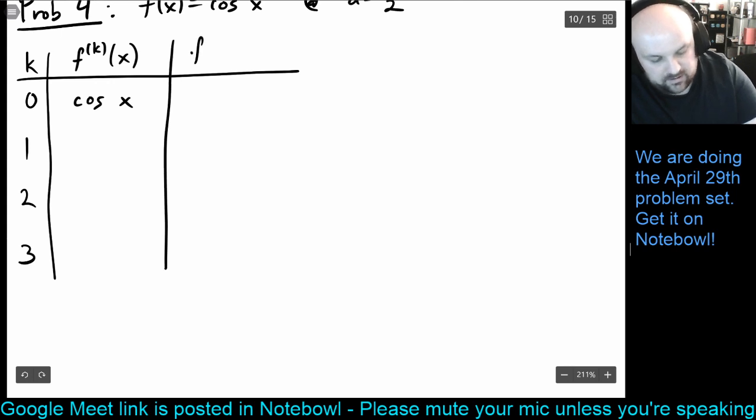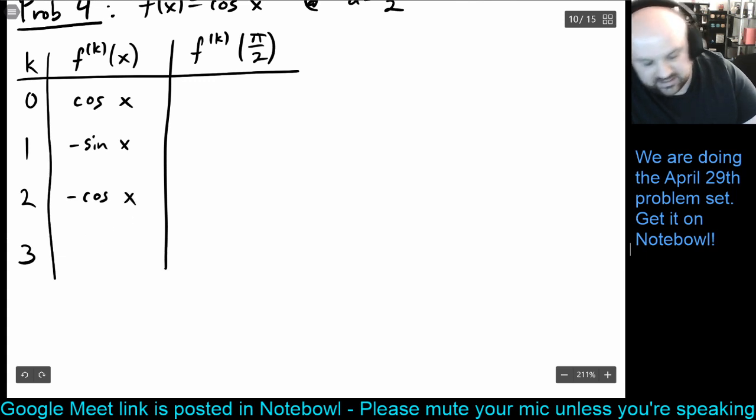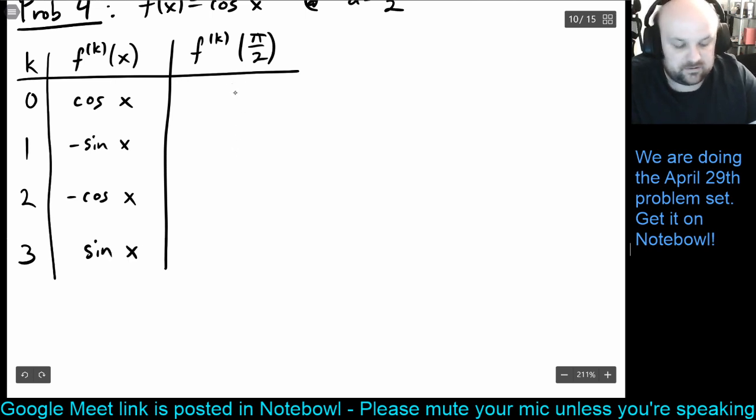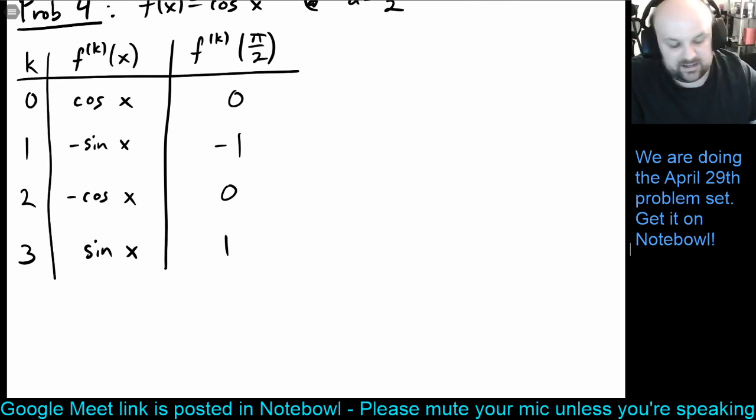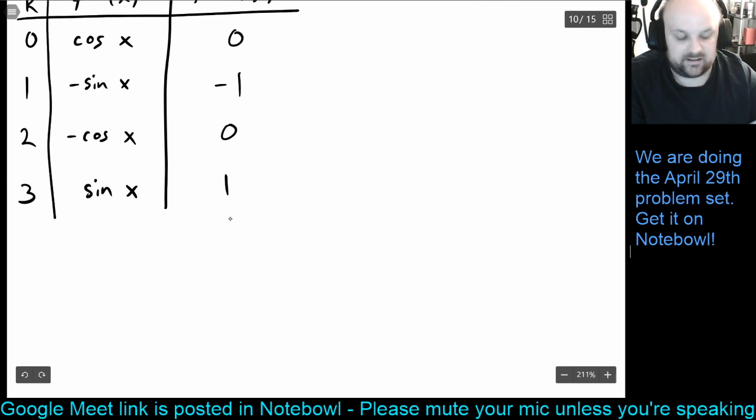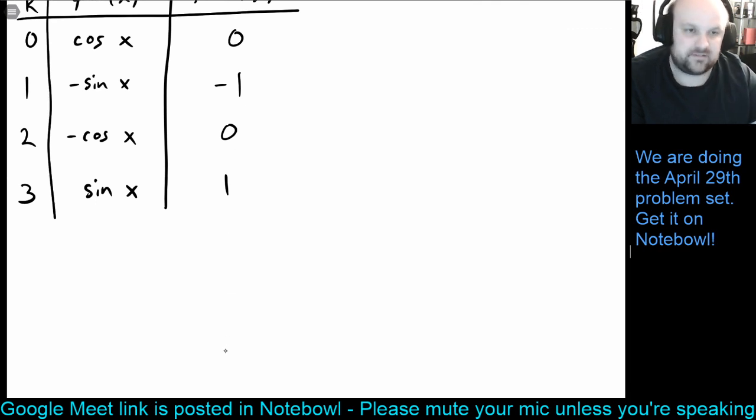Right, and then here, f^(k) at pi over 2. We go from cosine to minus sine x to minus cosine x to sine x. Plug in pi over 2, I'm going to get 0, minus 1, 0, 1. And again, this will keep repeating: 0, minus 1, 0, 1, 0, minus 1, 0, 1.